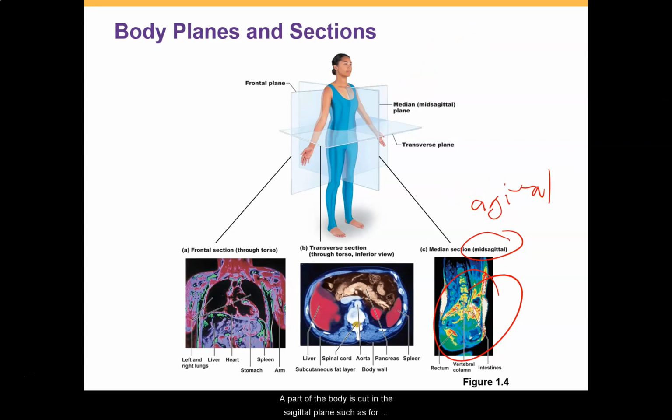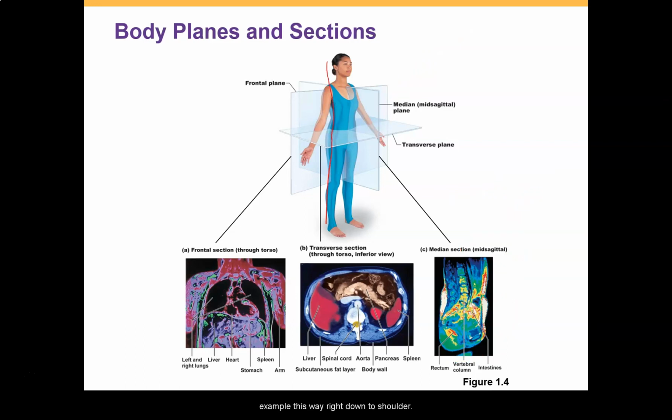If a part of the body is cut in the sagittal plane, such as, for example, this way right down the shoulder, this is still sagittal, but because it's not exactly down the midline, we don't call it mid-sagittal, we call it para-sagittal. For parasagittal sections, you could simply call them sagittal if you want. The more correct way is parasagittal. But for sure, if it's right down the midline, in other words, down the middle of the body, we must say mid-sagittal.